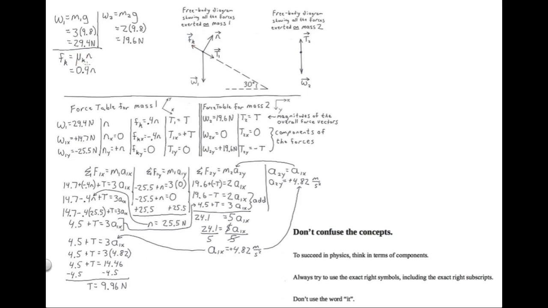So don't say that it is 0.4 or that it is 0.4 N. Instead, say that mu sub k is 0.4, or the coefficient of kinetic friction is 0.4. And say that the magnitude of the force of kinetic friction is 0.4 N, or F sub k is 0.4 N. Don't confuse the coefficient of kinetic friction with the force of kinetic friction.